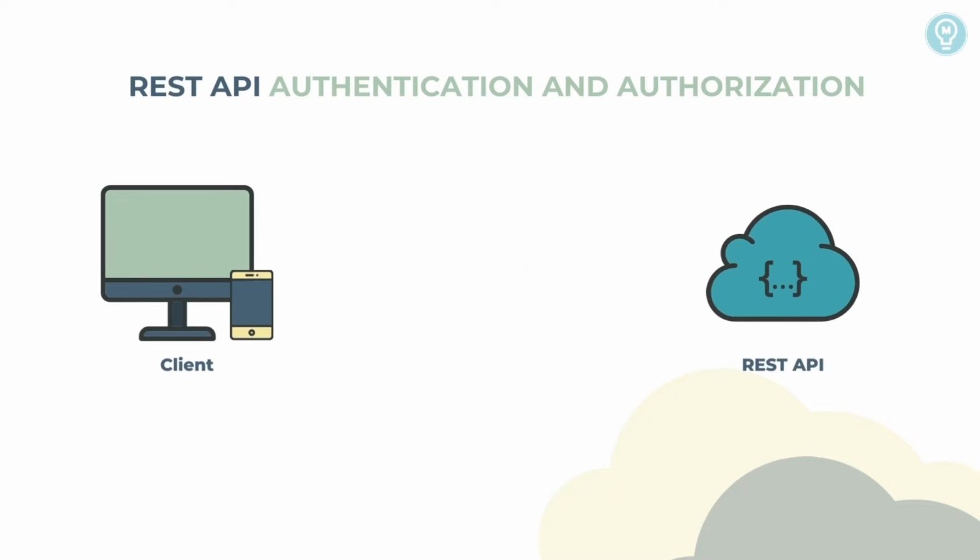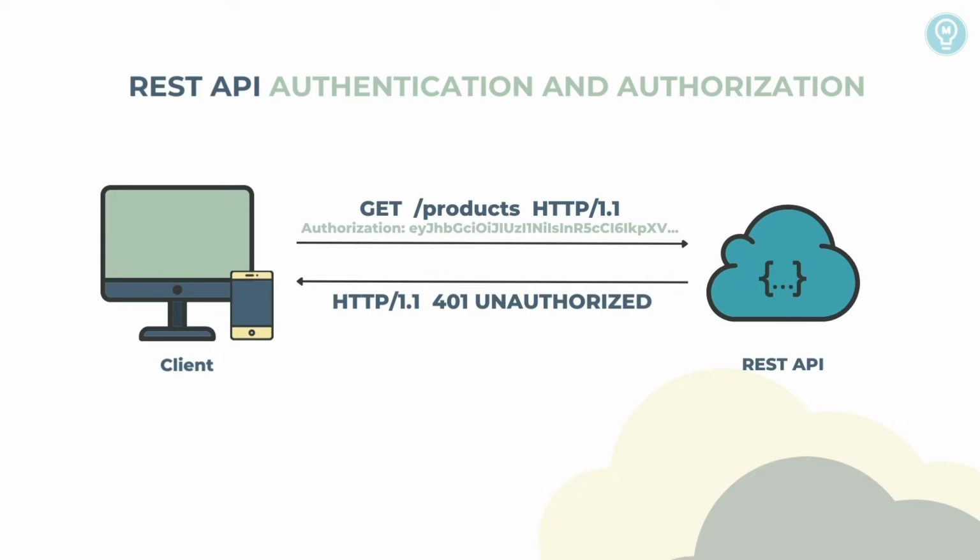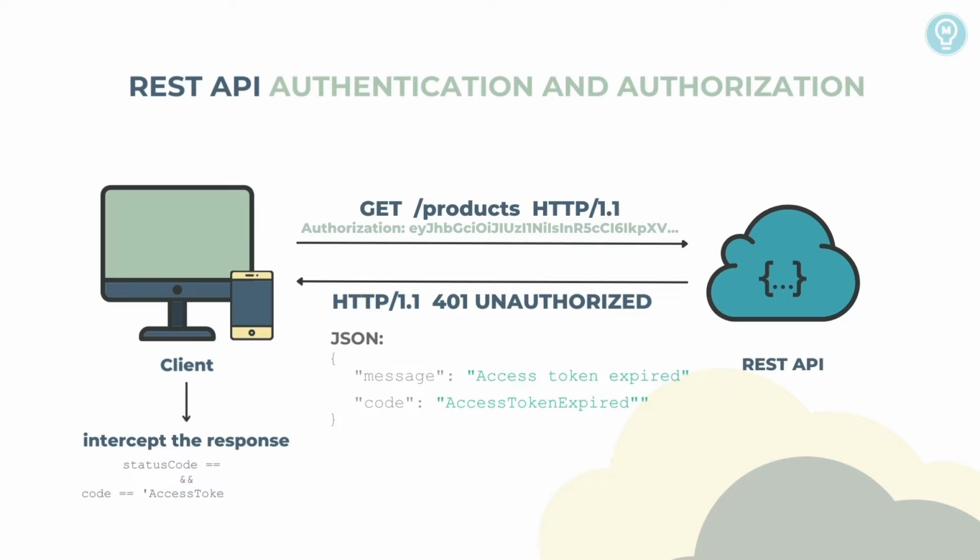So when the client makes a request to an API endpoint, it should pass only the access token along with the request and not the refresh token. When the access token is expired, the API should send a response to the client with the 401 unauthorized status code and also some sort of code in the response body informing that the access token is expired. So the client will intercept every response from the API and check if the status code is 401 and if the access token is expired.